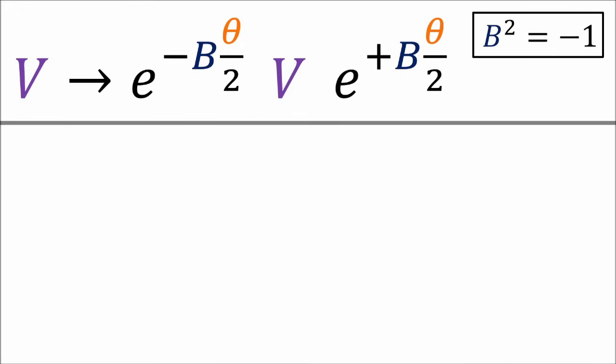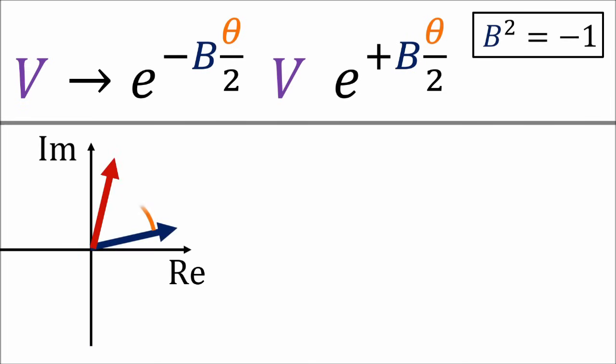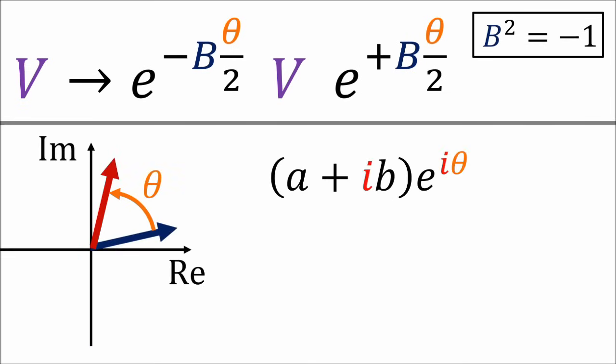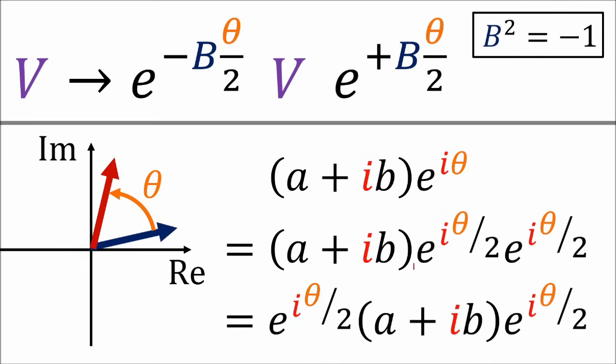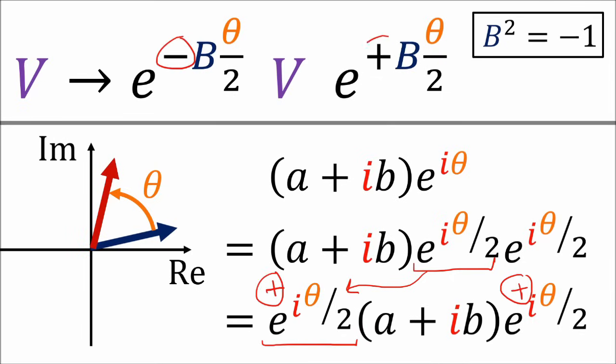Now, you might be confused about this double-sided transformation. If we want to rotate a complex number, a plus ib, we just do a single-sided multiplication by e to the i theta. Since complex numbers commute, we can also write this as a double-sided transformation with e to the positive i theta over 2 on both sides. So why do the signs look different in Clifford algebras?